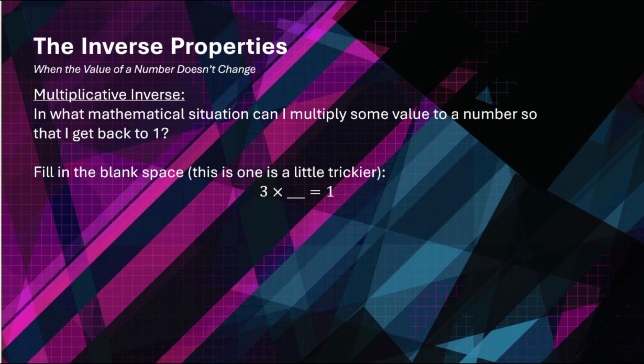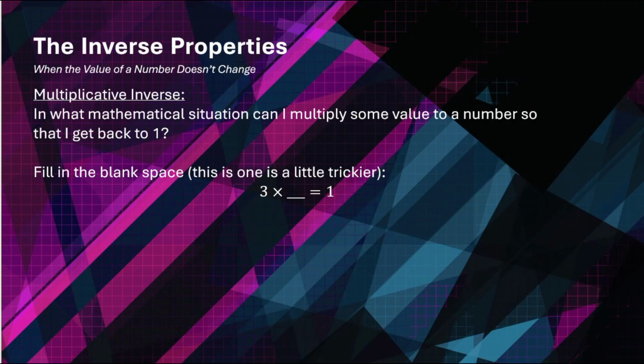And again, our question to ourselves is, in what mathematical situation can I multiply some value to a number so that I get back to 1? Not 0, but 1. Okay, so this one, 3 times what is equal to 1? This might be a little trickier. Okay, it's a little bit harder to conceptualize. How do I have 3 of something that is going to give me 1?